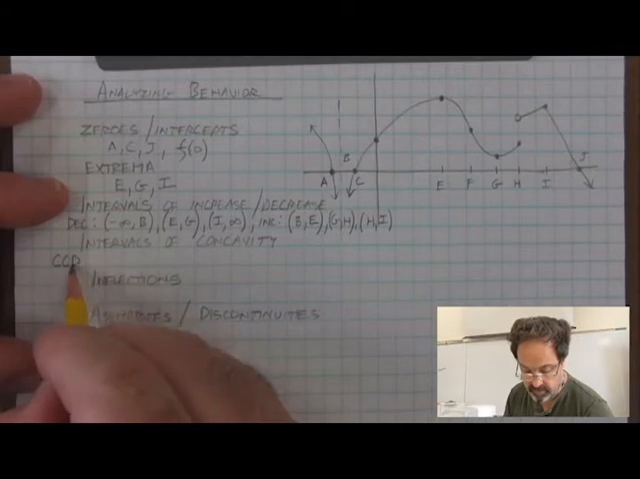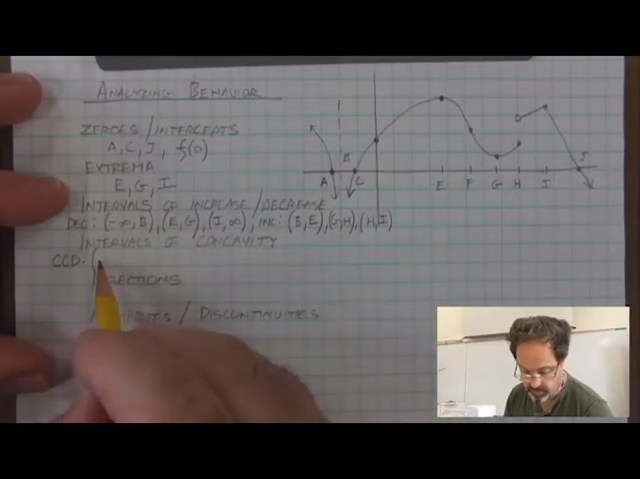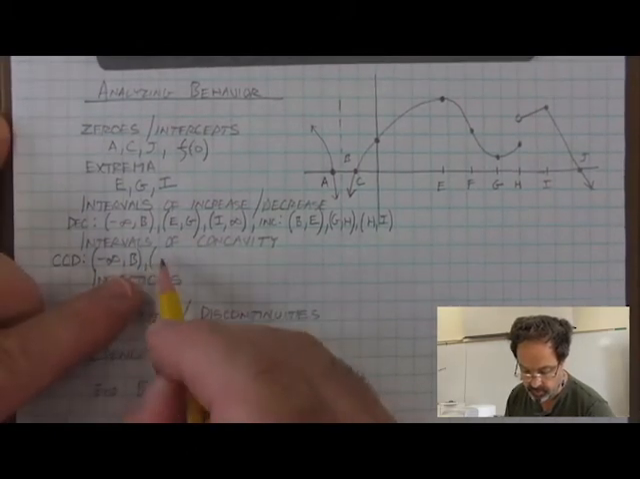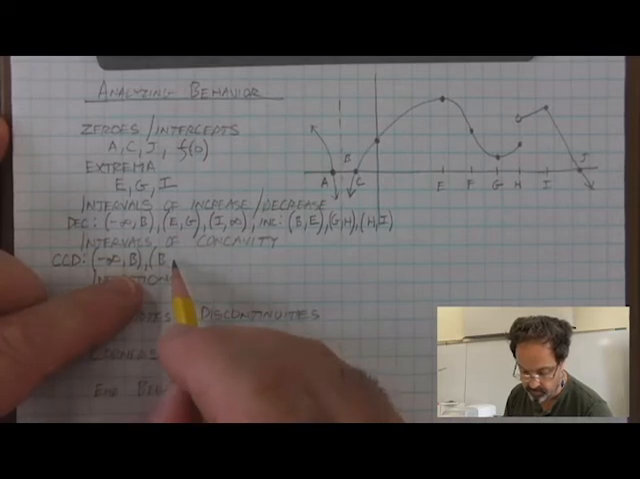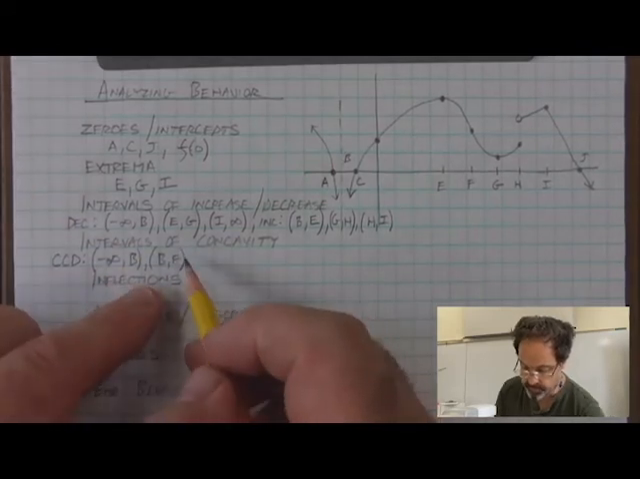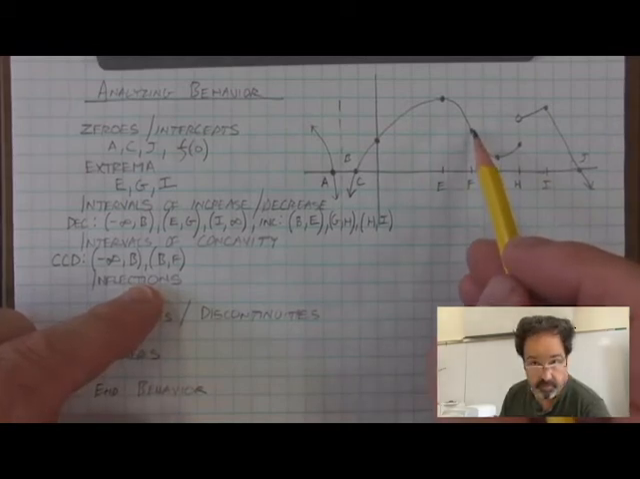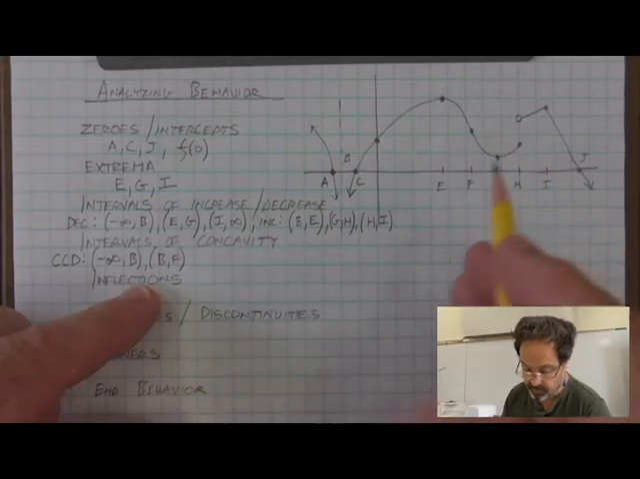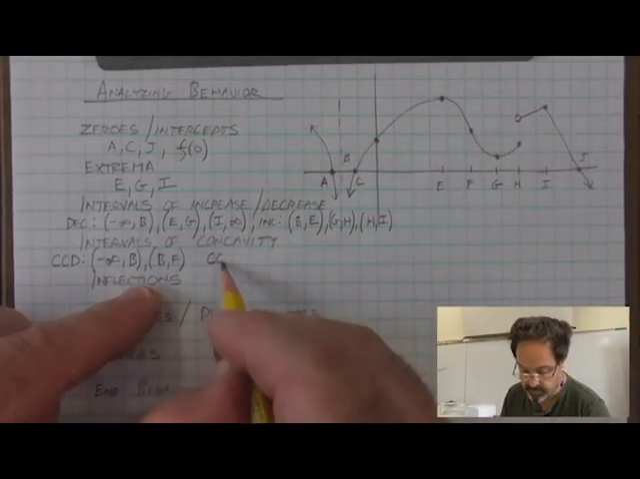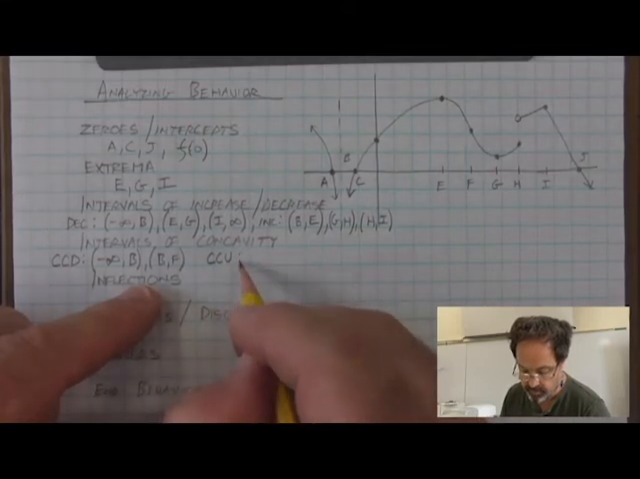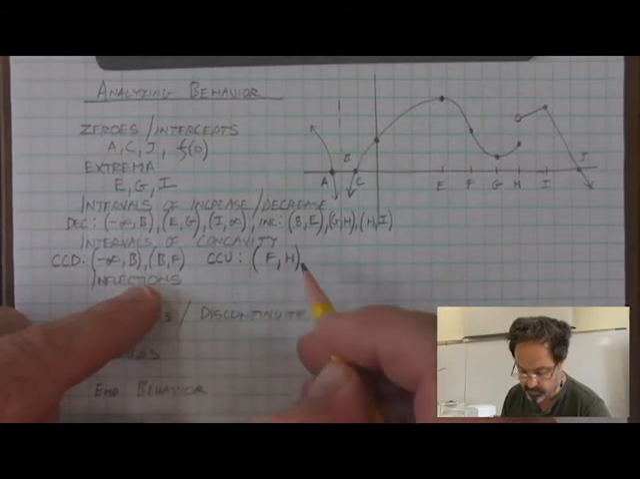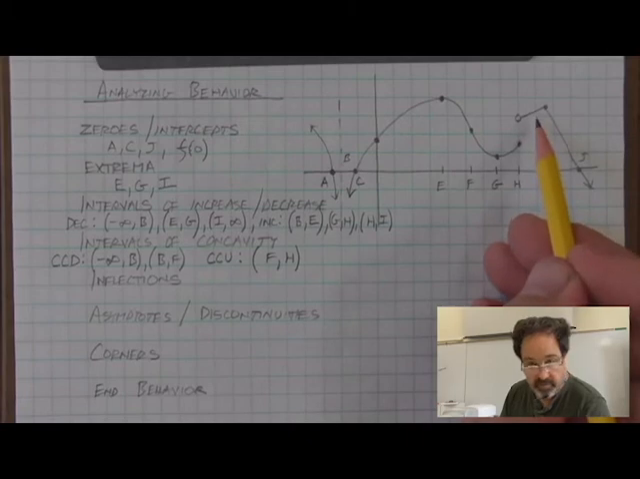Abbreviated CCD, the function is concave down from negative infinity up to this discontinuity at b, and after the discontinuity from b to f. The function is concave up, like a bowl that could collect rain, from f to h. We can abbreviate that concave up, CCU, on the interval from f to h. These pieces, which appear to be linear, do not have concavity.